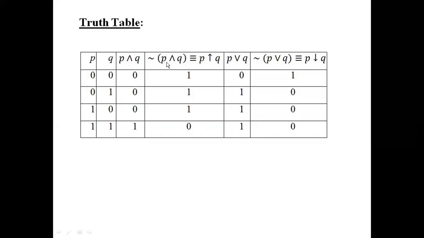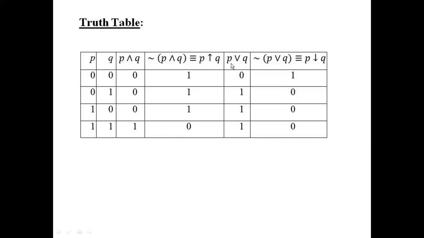Now the negation of P and Q. Negation of 0 is 1, negation of 0 is 1, negation of 0 is 1, and negation of 1 is 0. So this is the truth table, or the truth values, for P NAND Q. NAND means it's a combination of not and.